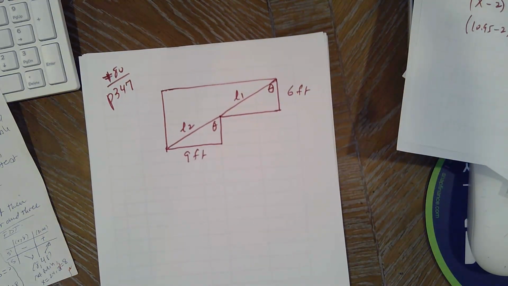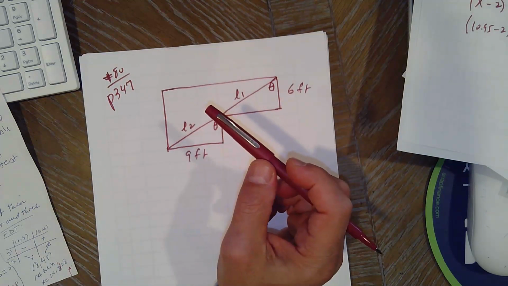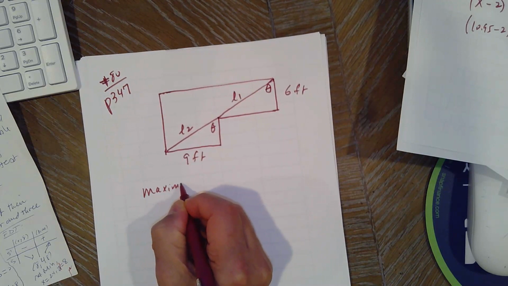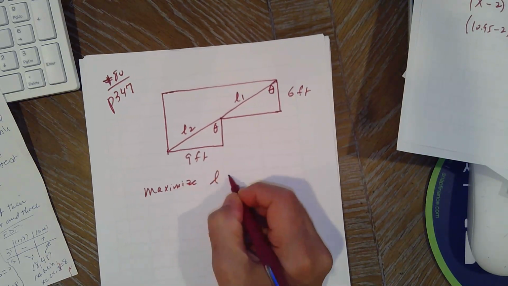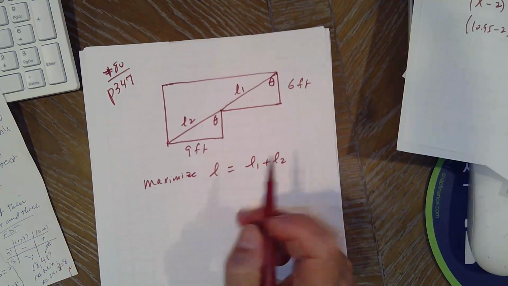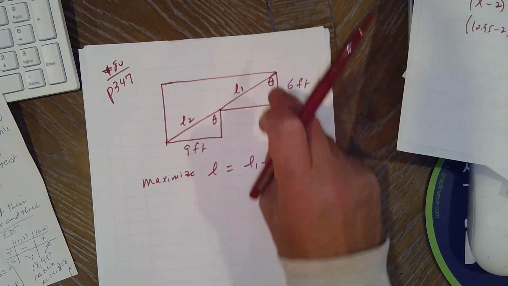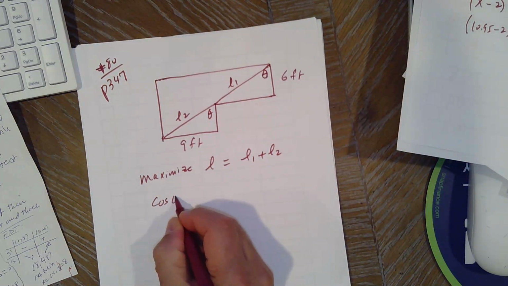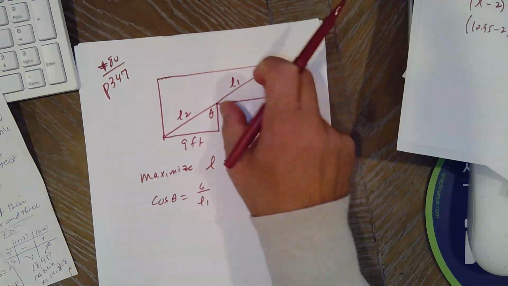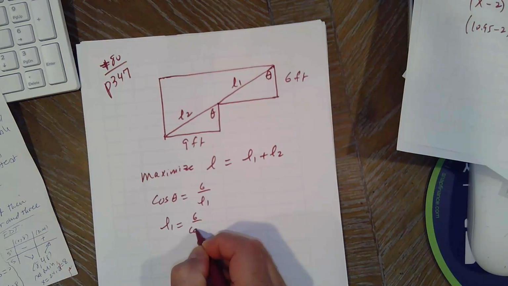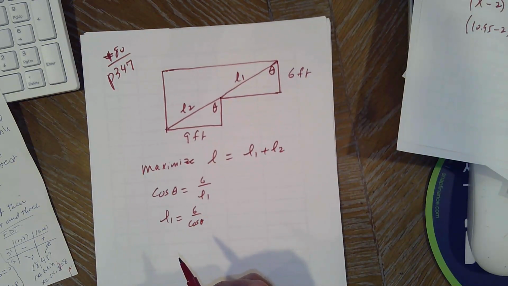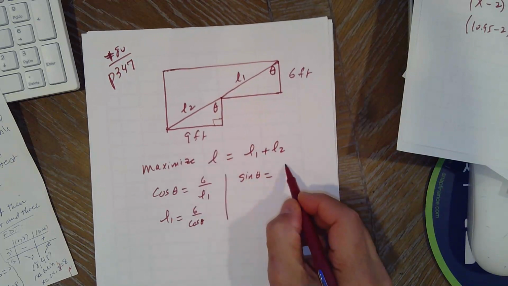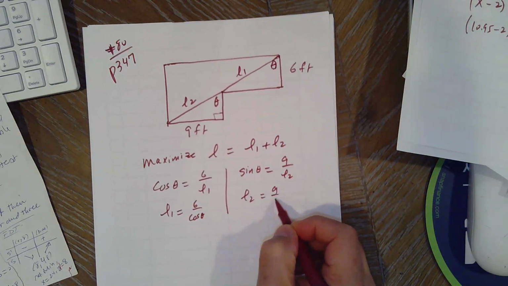So if you look at the steps, draw a picture, find a formula for the quantity to be maximized or minimized. So we want to maximize L, which is L1 plus L2. But what are these? Let's find what these are. If you look at this angle, we have adjacent and hypotenuse. This angle has opposite and hypotenuse. So for the top one, I'm going to say cosine theta equals 6 over L1, adjacent over hypotenuse. So L1 equals 6 over cosine theta. And for this triangle, we have sine theta equals opposite over hypotenuse. So L2 is 9 over sine theta.